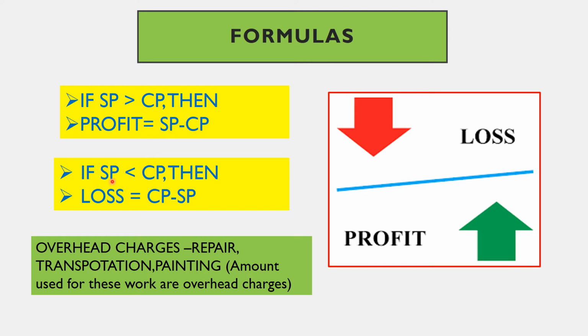And if selling price is lesser than cost price, that means you are selling something at a lesser cost than you have bought, then you have a loss. So loss is equal to CP minus SP, that is, cost price minus selling price.